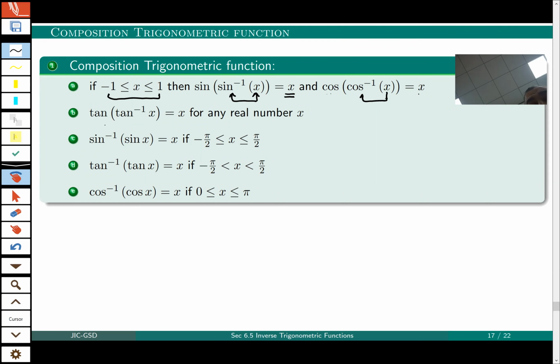For tan inverse, tan inverse of x will always be x for any real number. Now, if x is inside the sine, our restriction is that x must be between -pi over 2 and pi over 2. Similarly for tan, but for cosine, if x is inside cosine, it must be between 0 and pi. It's very important to know this is true only with the restriction.